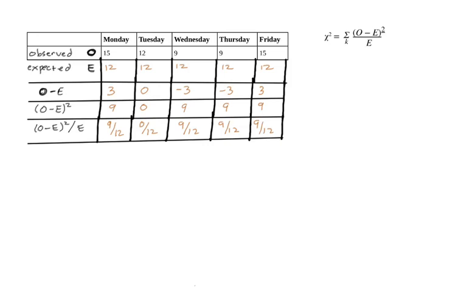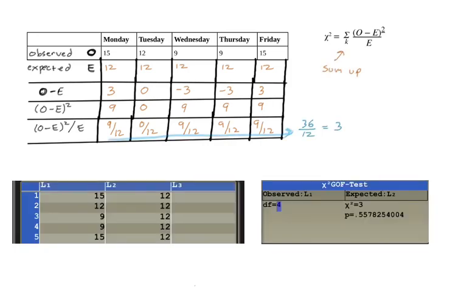Okay. And again, they're not always going to end up being the same values here. In this case, they are. And then we want to deal with the summation, right? That's what that sigma means. So we're adding across here. So 36 over 12, which gives us 3. And that's how we get that test statistic, the chi-square test statistic.